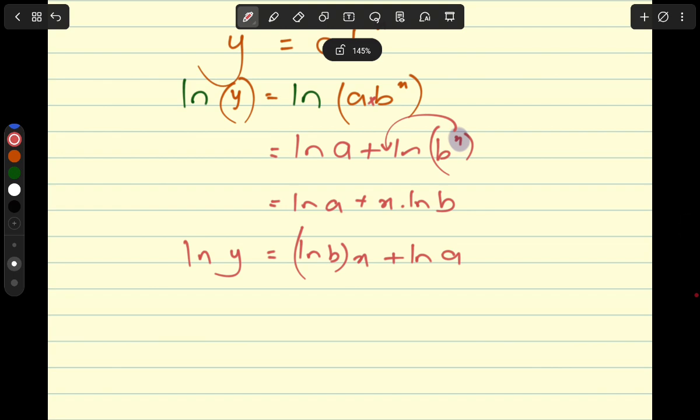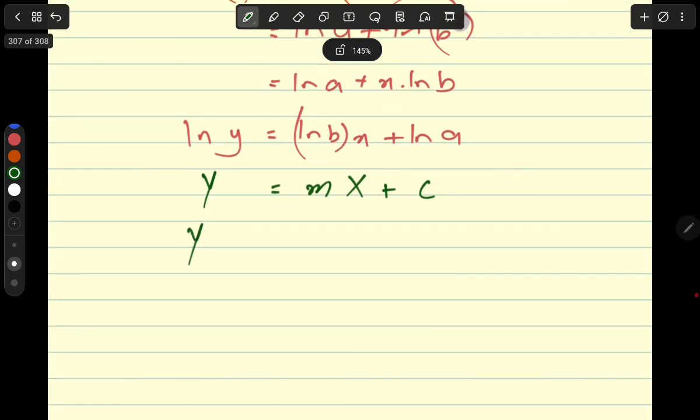Now, beside this or under it, write something you have known since O level, which is y equals mx plus c. And now we compare the two equations carefully. They are identical, so we simply match corresponding parts. So this y is the same as ln y. This m is the same as ln b. This capital X is the same as small x, and this small c is the same as ln a.